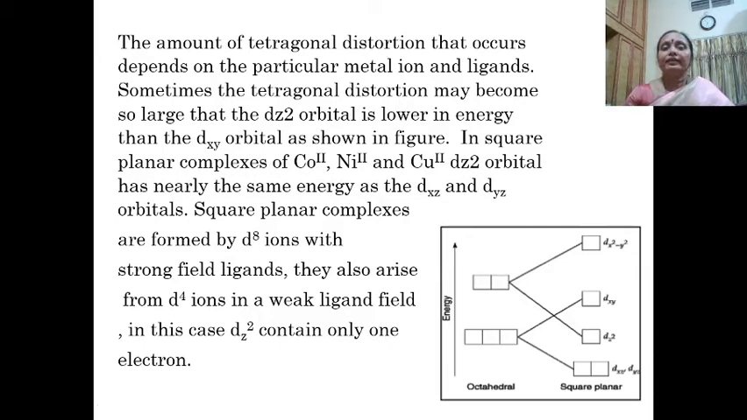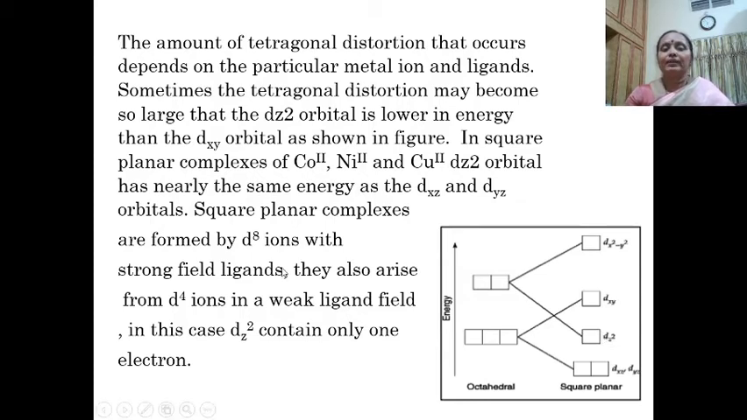The amount of tetragonal distortion that occurs depends on the particular metal ion and the ligands. Sometimes the tetragonal distortion may become so large that the dz² orbital is lower in energy than even the dxy orbital. It is shown in square planar complexes. dz² is going to have a lower energy.